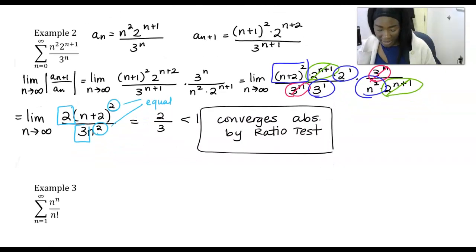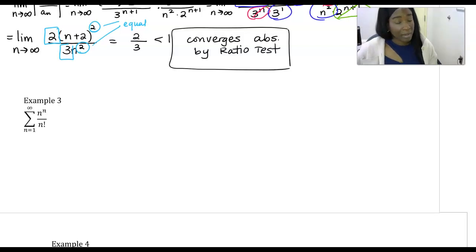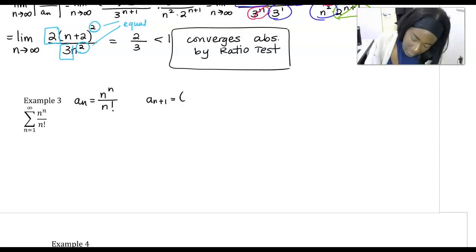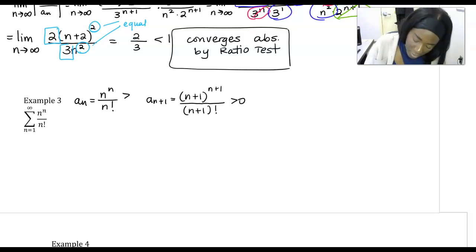Let's look at example 3. I'm going to go ahead and set up a sub n plus 1. Very similarly, we will see that our terms are non-zero and non-negative, so we will not need the absolute value when we start evaluating our limit. So there's a sub n and a sub n plus 1. Both of these are always greater than 0.